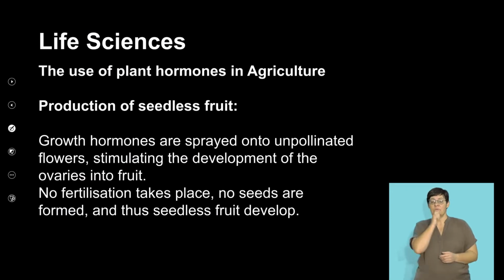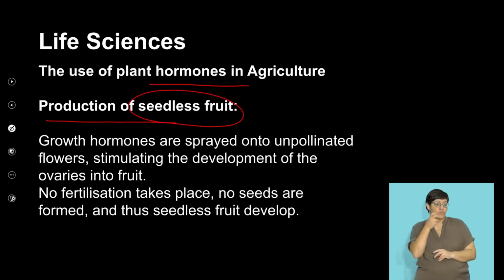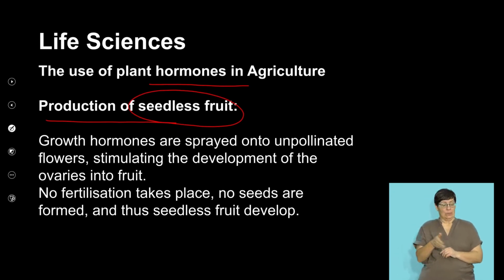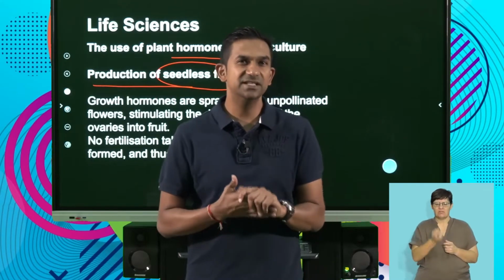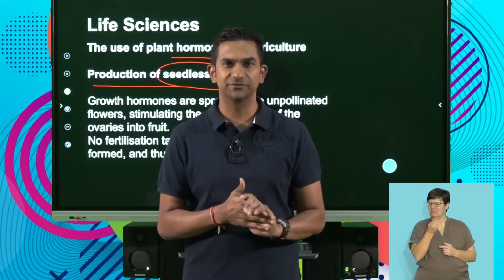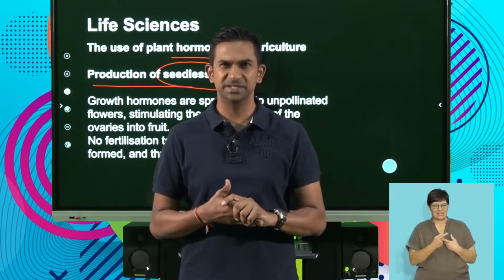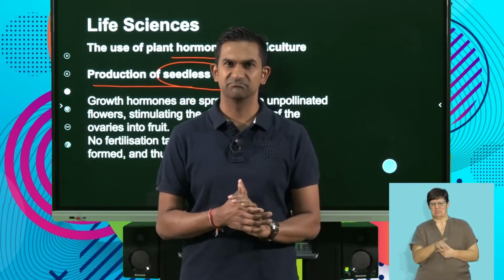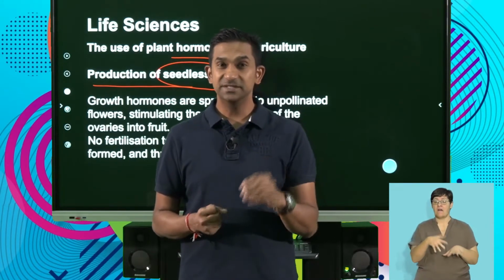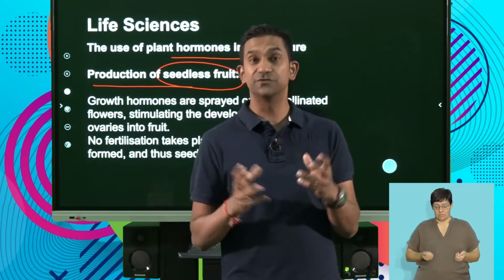Folks, another use of hormones in agriculture would be in the production of seedless fruit. Now, how often have we eaten a fruit where the inconvenience of having a seed in your mouth actually puts you off that fruit? I notice that when you eat watermelons, often those large seeds and pips can really become an inconvenience. Well, farmers have been able to use hormones to produce fruit that are seedless.